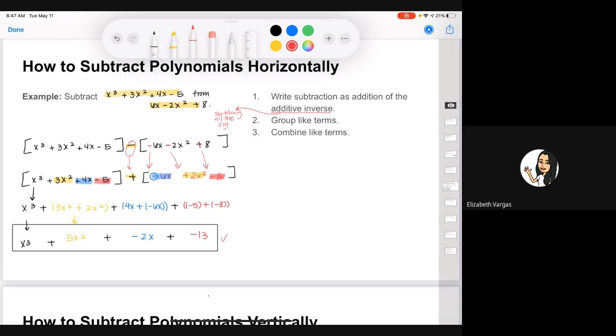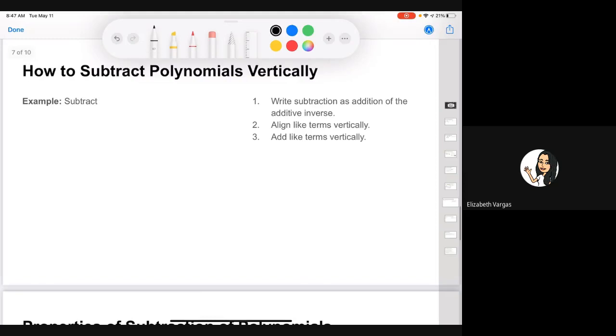Okay, so we can also do the same thing, but subtract vertically. So if I took the same expression, and again, it's up to you which way you want to subtract. You can do it horizontally or you can do it vertically. Totally depends on your preference. You'll end up getting the same answer. So I'm subtracting that first polynomial from that second polynomial.